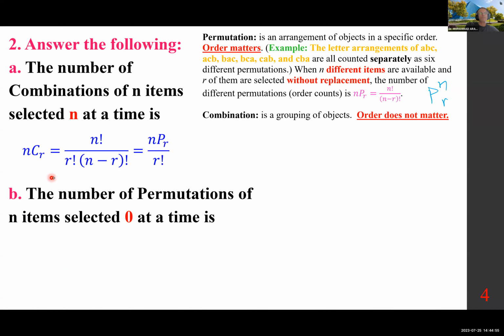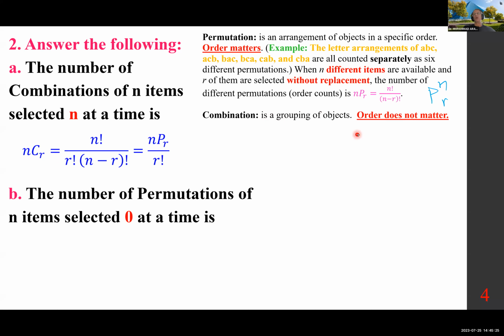The formula is n factorial over r factorial times n minus r factorial. I put the r here. This one needs an r. I'll put it in a moment. This needs an r. Now, this is for the combination. No, this is for the permutation and this is for the combination.